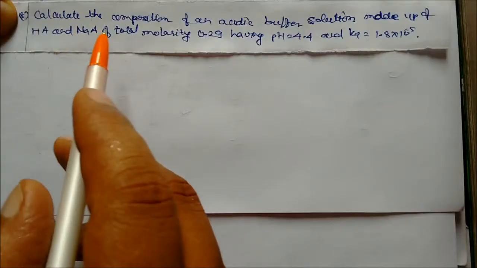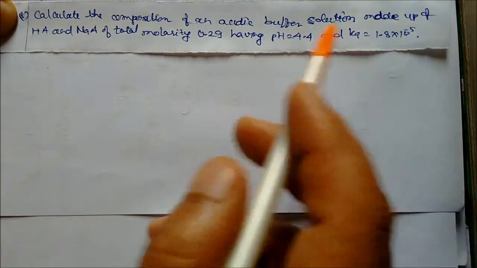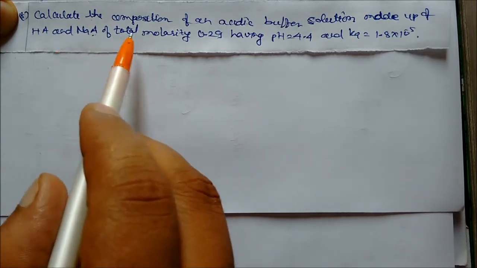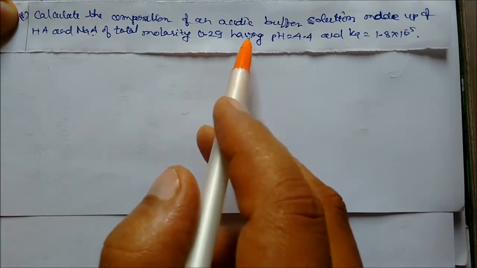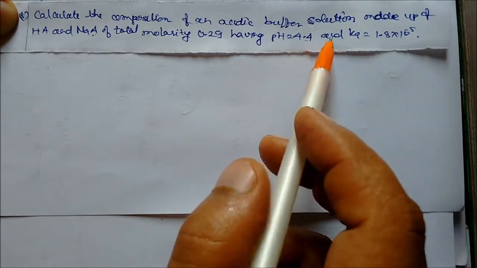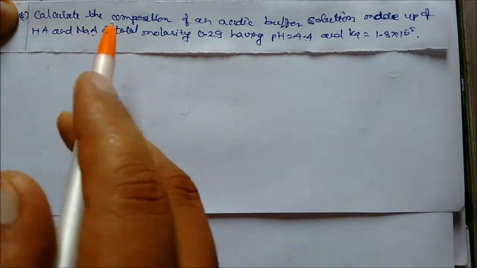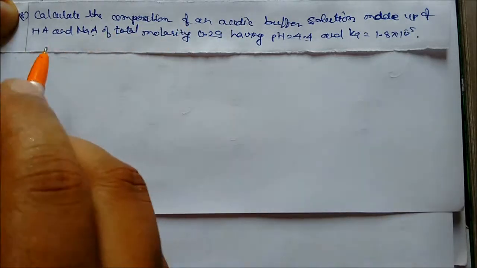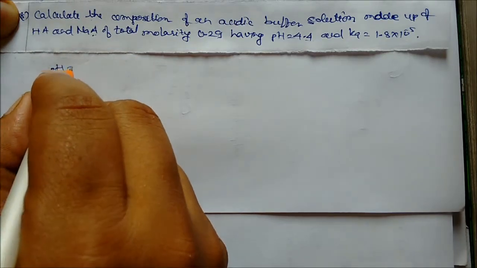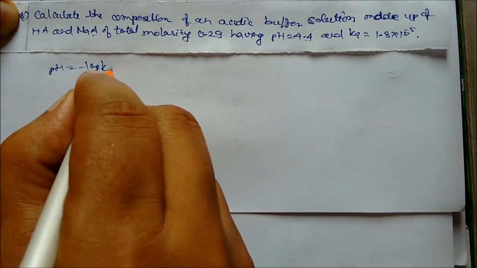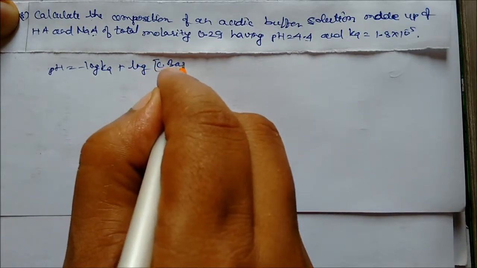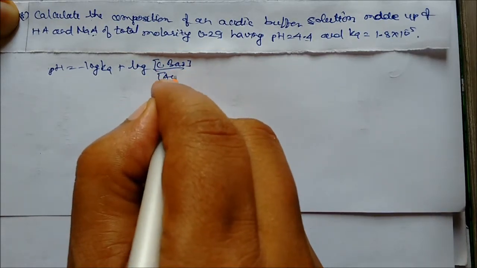What is the composition of the HA buffer solution made up of HA and sodium salt of total molarity 0.29, having pH equal to 4.4? So here Ka is given, pH is given. So we have to find the composition of the buffer. One we have to take as A, the other we take as something else. So just write down pH is equal to minus log of Ka for acidic buffer plus log of concentration of conjugate base divided by concentration of acid. On solving we'll get the answer.